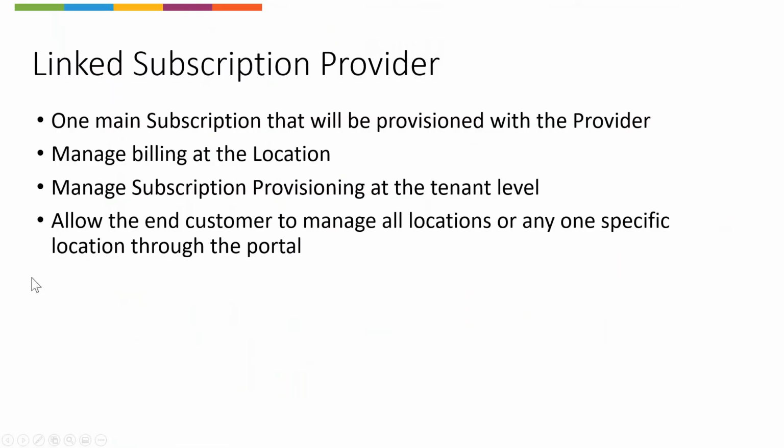Right, so how do you use this? Essentially, one main subscription that'll be provisioned with the provider. You can manage the billing at the location, and you can manage subscription provisioning at the tenant level. This allows also the end customer to manage all the locations through the self-service portal, or any one specific location as well through the self-service portal. So you can give them permissions to manage all the accounts and all the relationships, or just one particular account that they're associated with. So I know a lot of folks talk about this and deal with situations where they have to support this kind of scenario, and hopefully this will help with that.